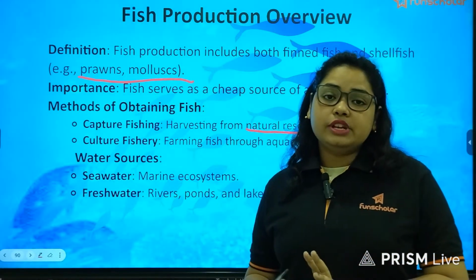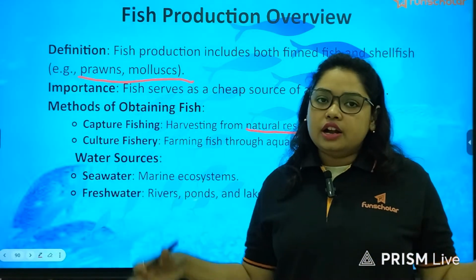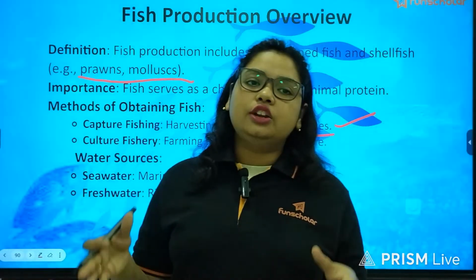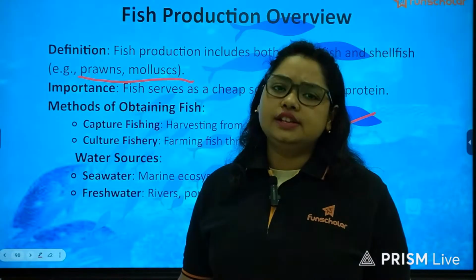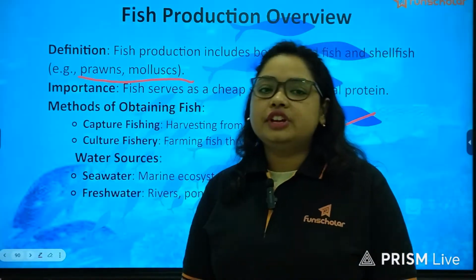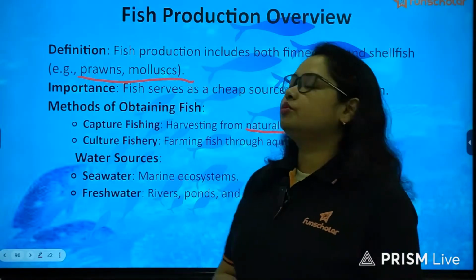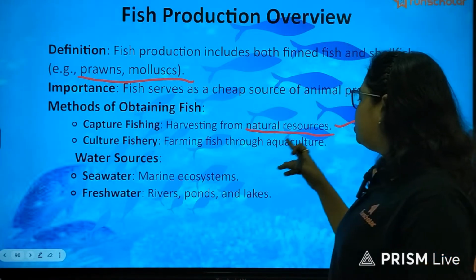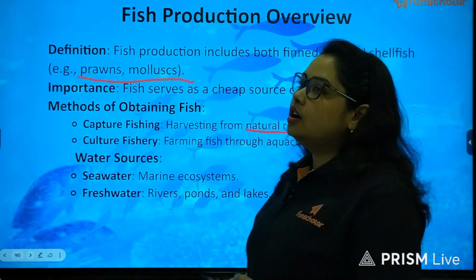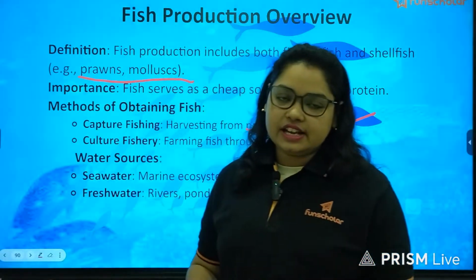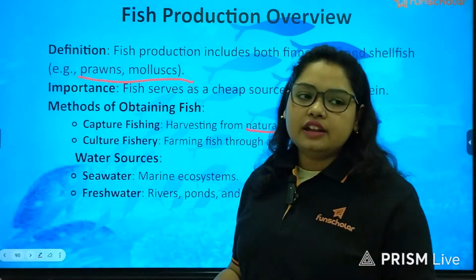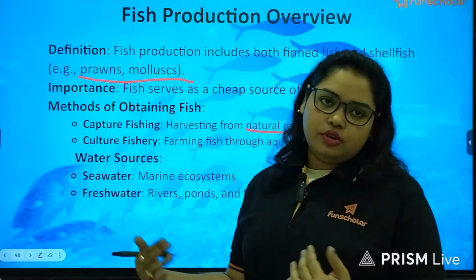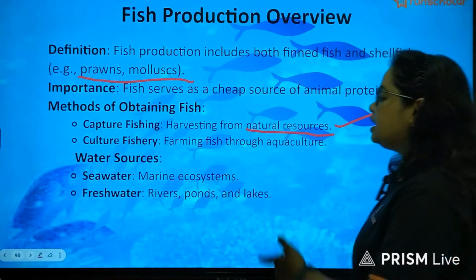Aquaculture is the umbrella term under which the cultivation of livestock that dwells in water resources comes, and fish is one of them. So definitely fish culture, or pisciculture, comes under aquaculture. Farming fish through aquaculture means you are introducing the seeds, a process we will study later, and then the fish grows and you sell it for commercial use. So that is culture fishery.